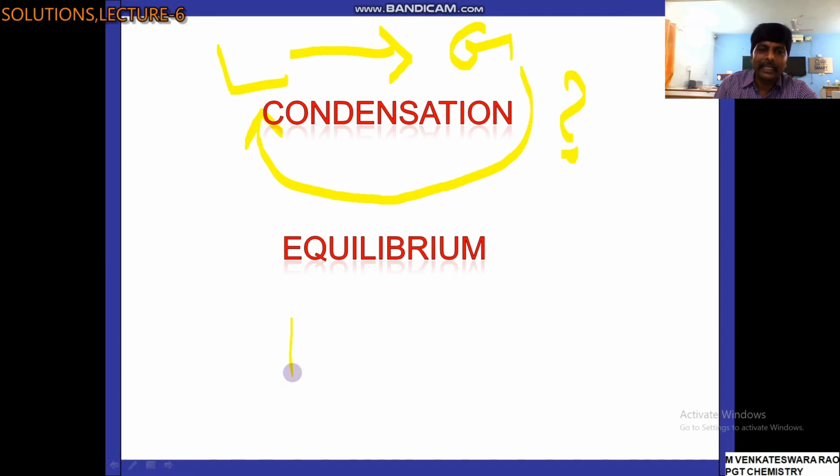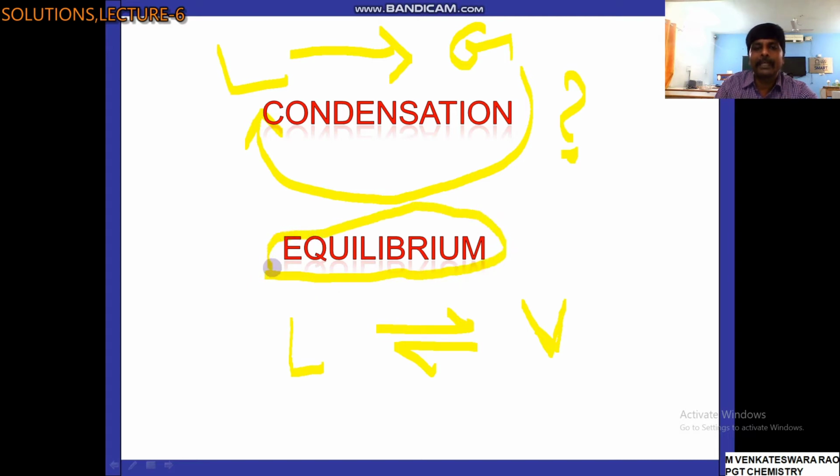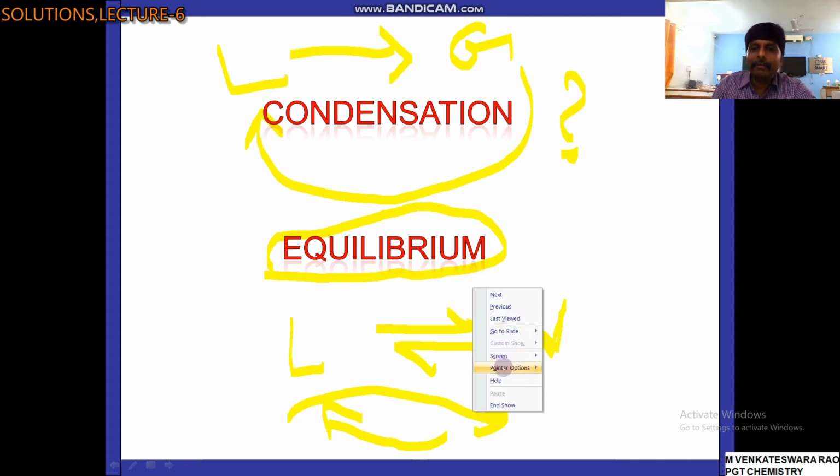At one state there exists an equilibrium. There exists an equilibrium between liquid molecules and vapor molecules. This is called equilibrium. That means rate of evaporation is equal to rate of condensation. The state at which rate of evaporation is equal to rate of condensation is called the equilibrium state. This state is important for our next topic.